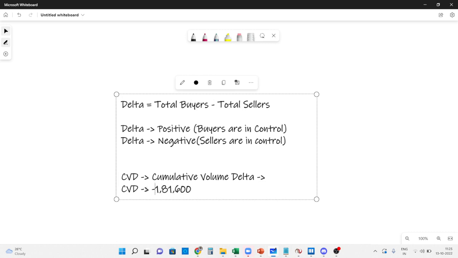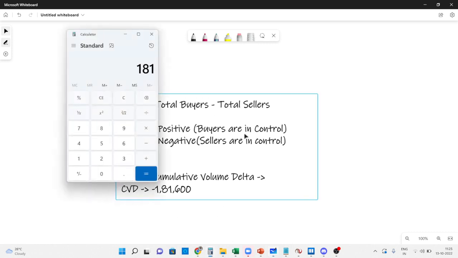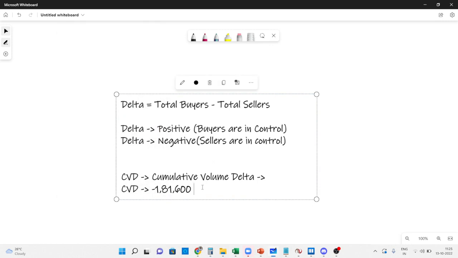So if I divide it into lot size, 181,600 divided by 50, 50 is the lot size of Nifty, so 3,632 lots negative delta. Now what does that mean? Throughout the day, there are more sellers. How much more? 3,632 lots more than the buyers' activity. However much buyer activity happened, sellers came in by 3,632 lots more at this instant.